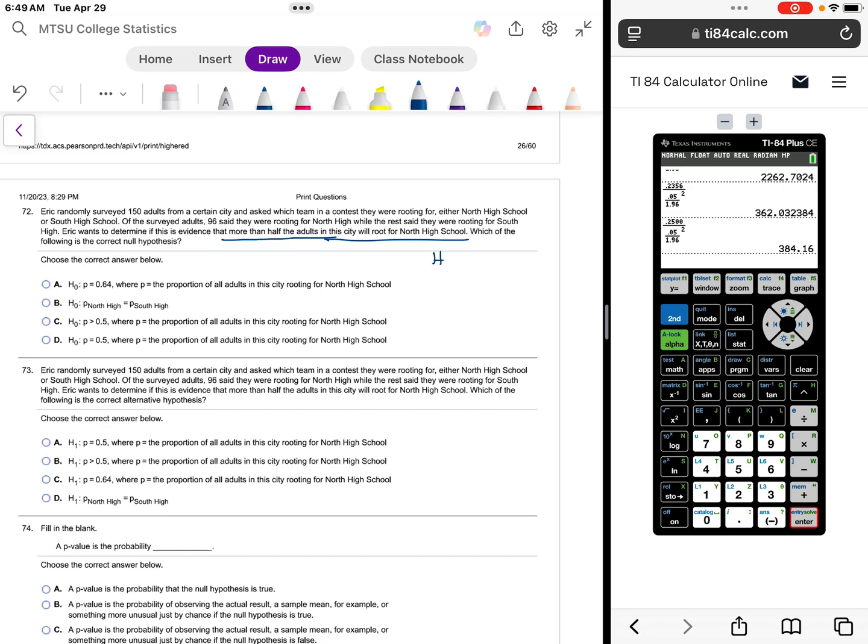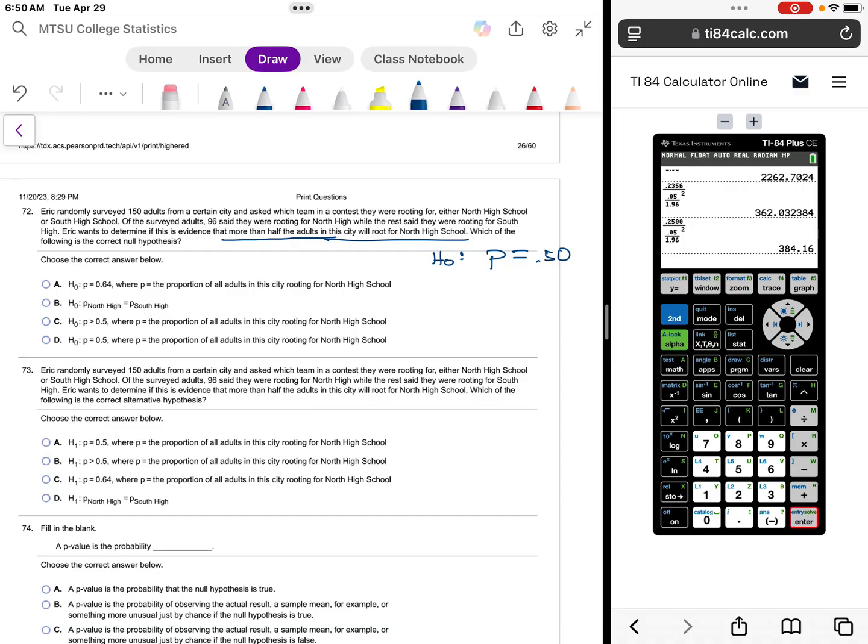So our null hypothesis, remember, we can only have equal signs. And again, we are dealing with proportions here. So that means I need to look at just p being my parameter symbol. So p equals, and then more than half, which would be 50%.